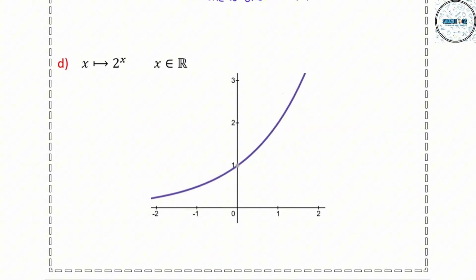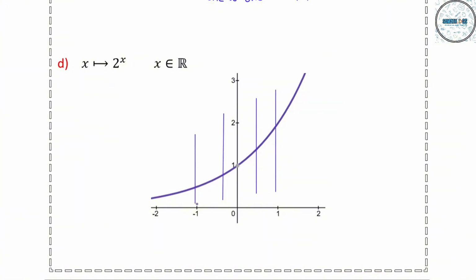Let's do this one where x maps to 2 power x. It's an exponential function where x belongs to real numbers. All real numbers are included. So let's draw vertical lines at different points. If we draw a vertical line here, it is intersecting this curve at one point. If we draw a vertical line here, it is intersecting this curve at one point. Here as well, it is intersecting at one point.